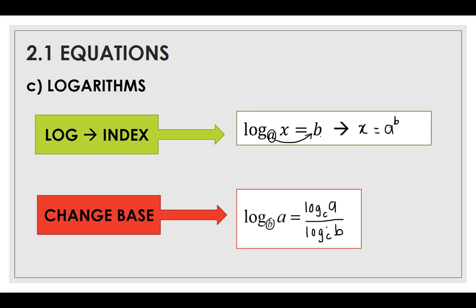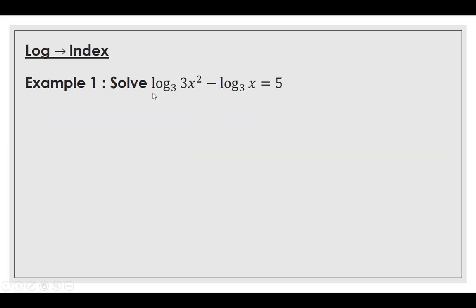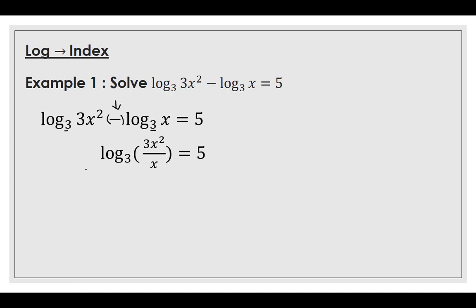Alright, let's look at the first example, on how to change from log to index. Solve log 3x squared base 3 minus log x base 3 equals 5. We can see that we have the same base, base 3 and base 3. By using the properties of logarithms, we have a subtraction operation here, so we can change it into a fraction. Since the bases are the same, we can write log of 3x squared over x, base 3, equals 5.